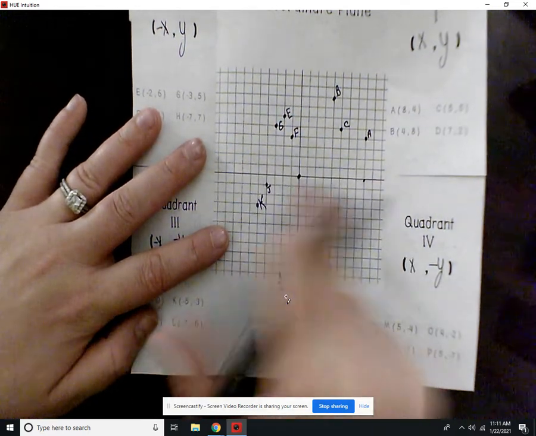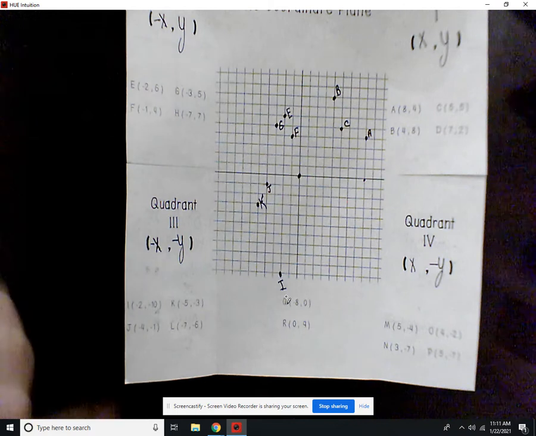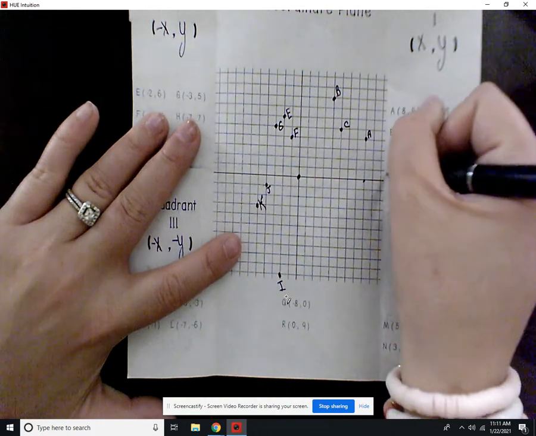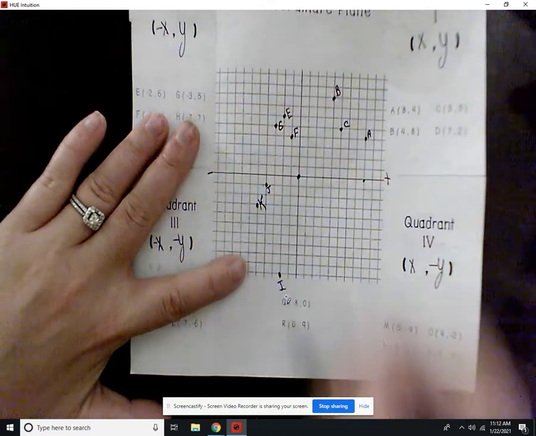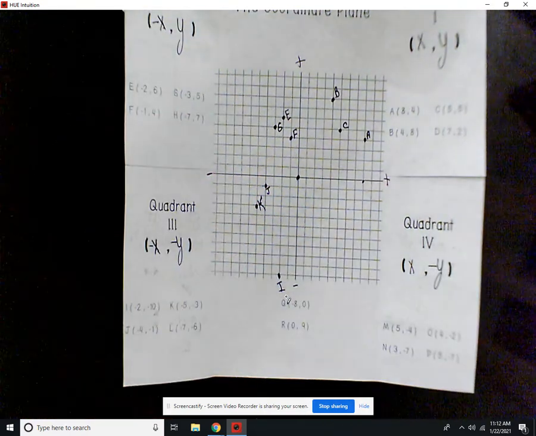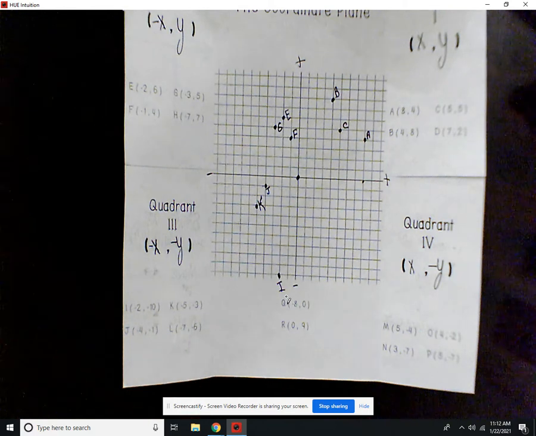I know there's not numbers on the graph. I haven't mentioned this. Most of the graphs will have numbers. If they don't, it doesn't really matter. You don't need to number it. Okay, just know that positives are on the right, negatives are on the left, positives are at the top, negatives on the bottom. All right, and then do letter L by yourself.